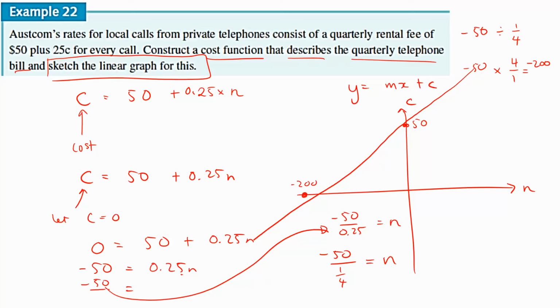I solved it. I let c equal 0 because that's what Ryan said before. I solved for n. n equals negative 200, which is over here. What's wrong with the graph? I got my x-axis intercept. I got my y-axis intercept. What is wrong? Yes. You can't make negative calls.